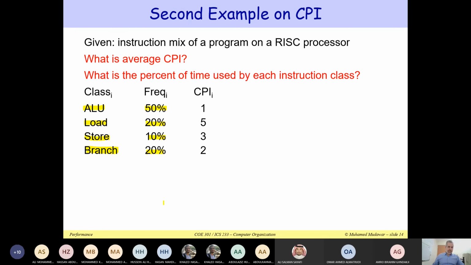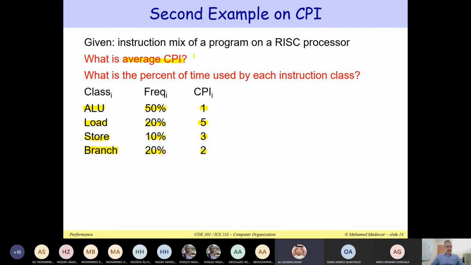Now, it's also given here that the CPI for ALU is just 1. The CPI for the load is 5. For store is 3, and for branch is 2. So the first question is, what is the average CPI? How do we calculate the average CPI in this example?